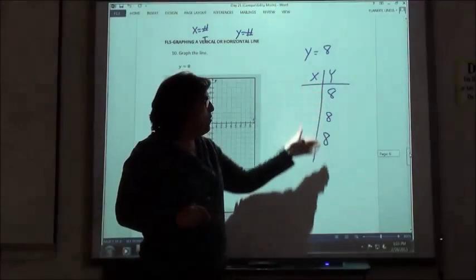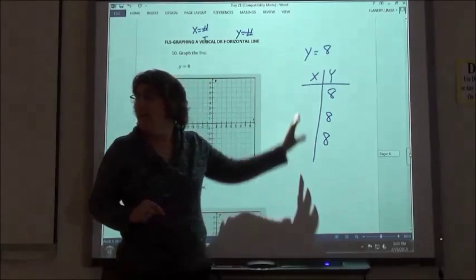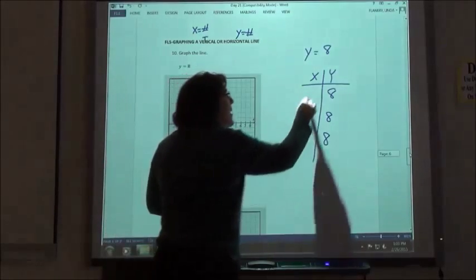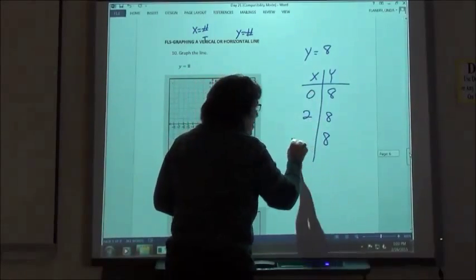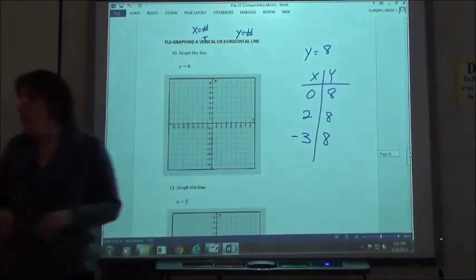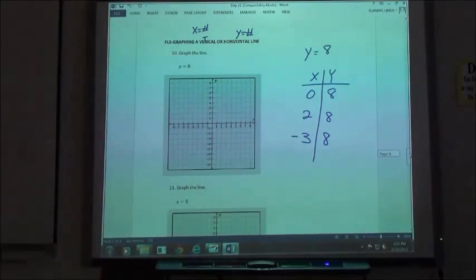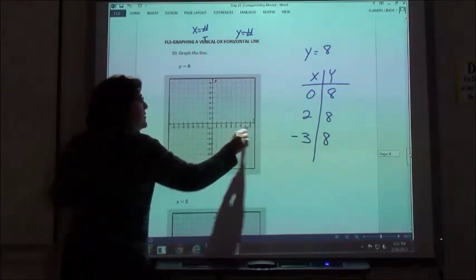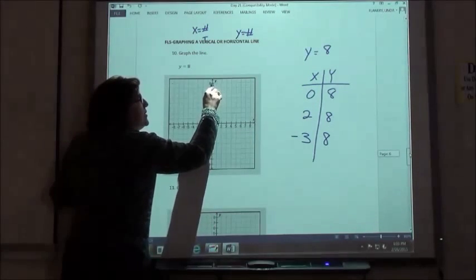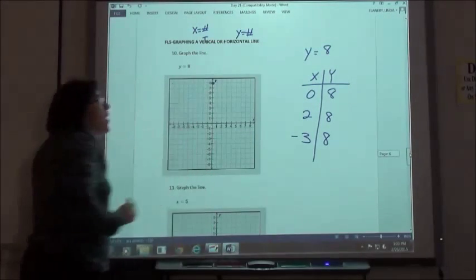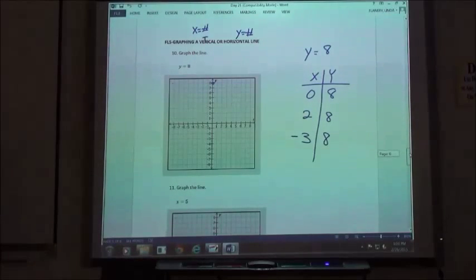If y always has to be 8, x can be whatever I want it to be. It might be 0, it might be 2, it might be -3. Whatever I want to pick. Now what happens when I plot those points? 0 over, up 8 touches my y-axis right at 8, right? Y equals 8.